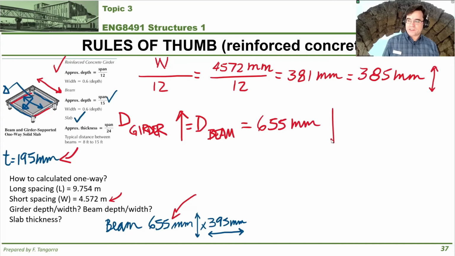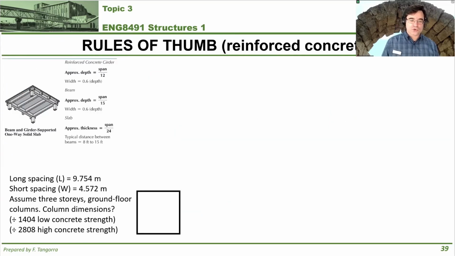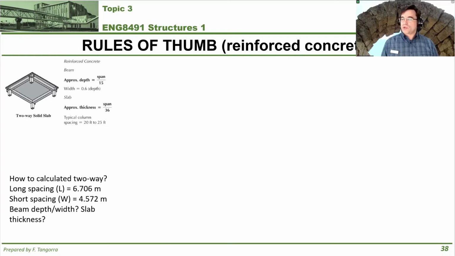And a reminder that this depth, again, is inclusive of the thickness of the slab. We don't have to recalculate the width of the girder because the rule of thumb is the same, 0.6 times the depth, and we already calculated that. So now we know that the width of the girder is 395 millimeters because this is exactly the same amount that was calculated for the beam. Okay? So that's for one-way slabs with beams and girders all around it. The next thing we're going to do is play around with two-way slabs.